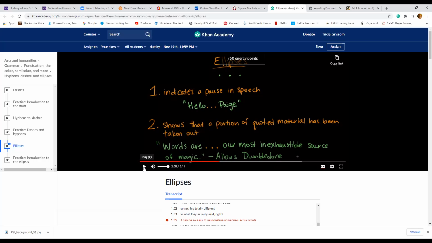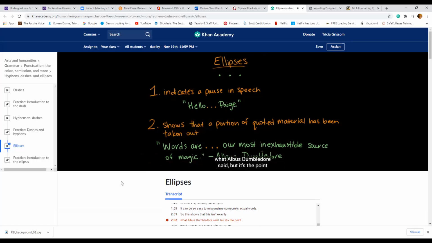They show that there's been some kind of alteration to the quote. And since you have a limit on about how much you should quote, or like only about 10% of your paper should be directly quoted word for word from a source, the rest of it you're going to paraphrase or summarize in your own words, then sometimes you don't need parts of a source. So you want to be able to take those out so you can save space for the quotes that are really needed. So this shows that this isn't exactly what Albus Dumbledore said, but it's the point that I want to get across with my quote.